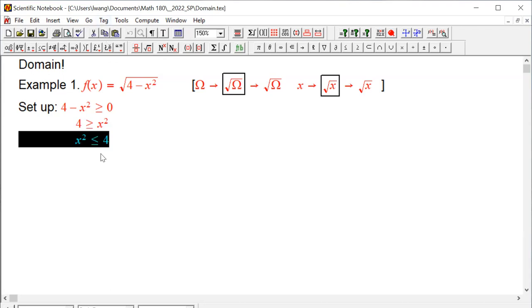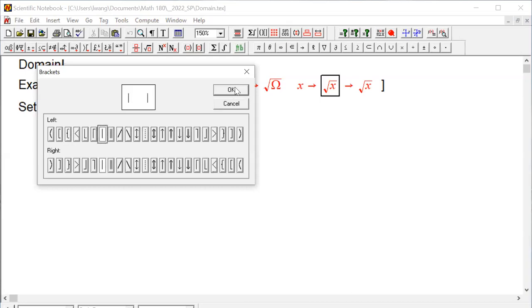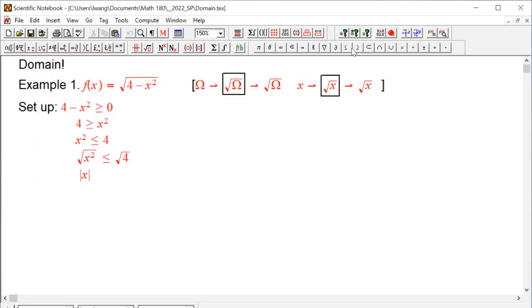And then we would take the square root of both sides. The left-hand side would give us the absolute value of x, and that's going to be less than or equal to 2. So in the end, our domain is going to be between -2 and +2 inclusive. That would be the domain of this function.